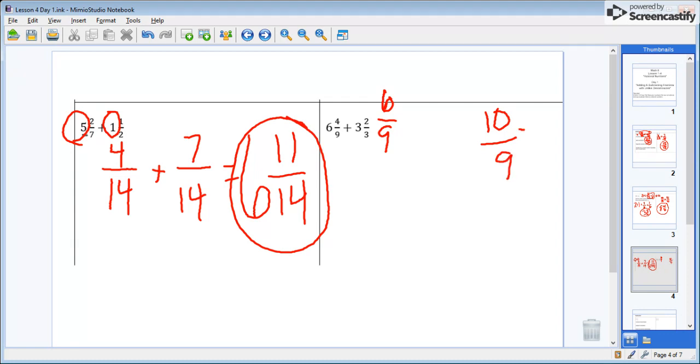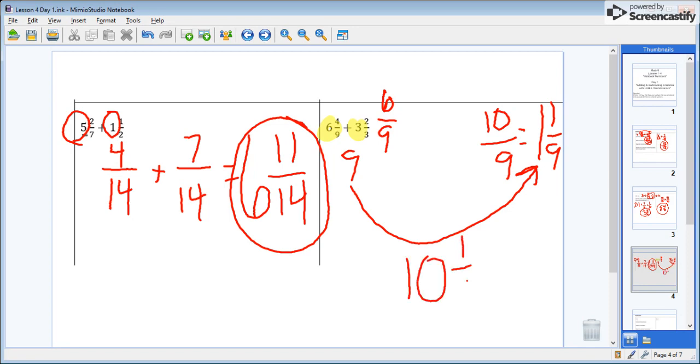You may know that this is not proper, so we need to change it to a mixed number, which is 1 and 1/9. Now that you have that, don't forget to go back over and add in the whole numbers to your answer of 1 and 1/9. 6 plus 3 is 9, so we have 9 here, but you also have to add it to the whole number 1, so our total would be 10 and 1/9.